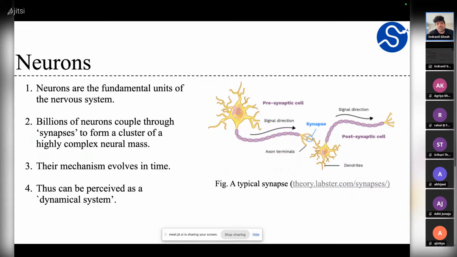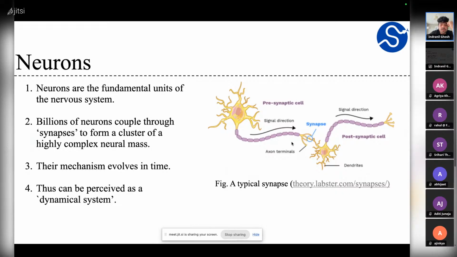But before that, what's a neuron? Neurons are the fundamental units of our nervous system, which makes us do our day-to-day job. It's the reason why we are what we are. There are billions of neurons that couple through this structure, which has been denoted in blue. I haven't drawn this, I've borrowed it from this particular website. It's a pretty cool website where you can go and learn about neurons.